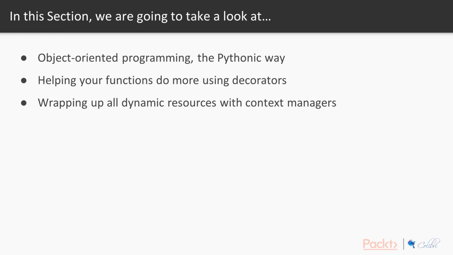In the first video, we're going to talk about how we can implement object-oriented programming the Pythonic way. Secondly, we're going to talk about decorators, which is a Python construct that allows you to supercharge your functions. Number 3, we're talking about context managers, which allows you to wrap up dynamic resources in a very neat way, so you're not leaking any sort of memory or file handler or any other dynamic resource.